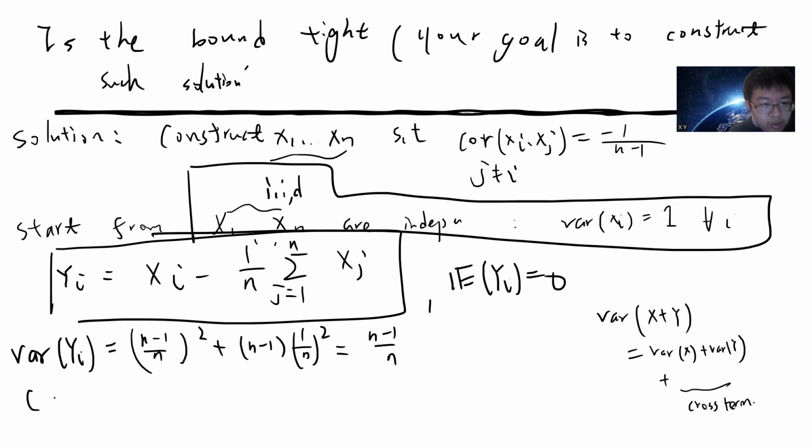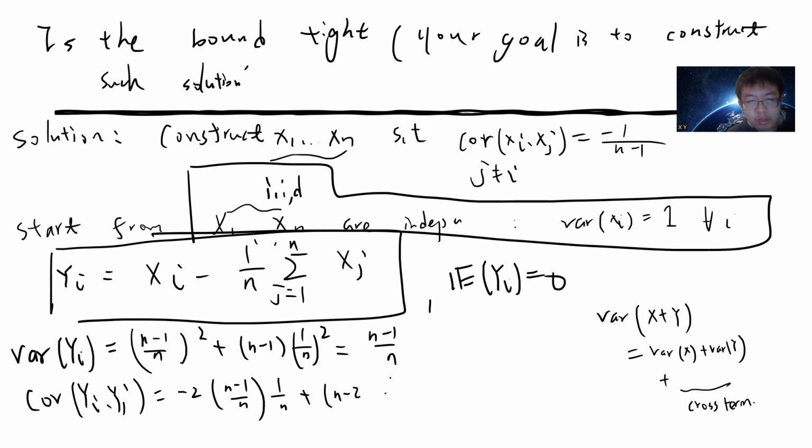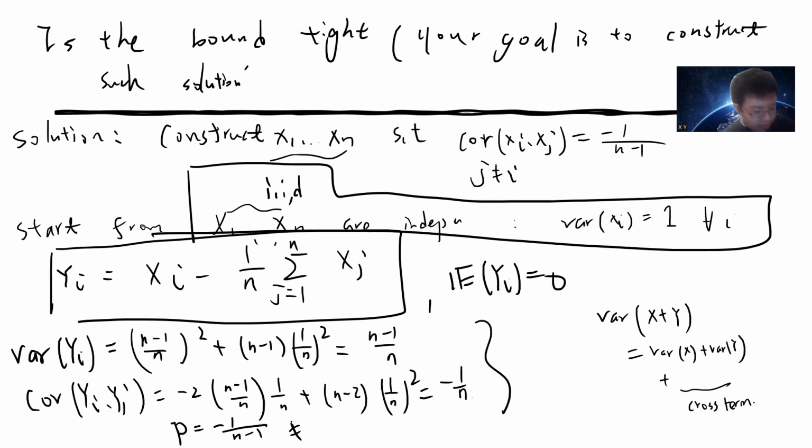And then you can compute the covariance between yi and yj. This one also you just use the cross term, right? Just a simple calculation. So you get -2 times -1 divided by n, times 1 divided by n, plus -2, 1 over n squared. So this is also just some tedious calculation. Okay, so you can combine these two and check that your rho will be just -1 divided by n-1. This is just a simple exercise that you can check.